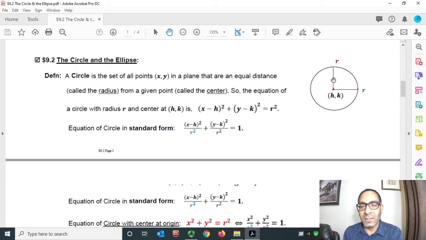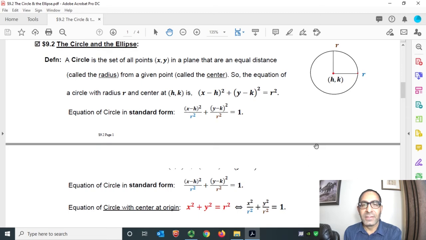If the distance is r, then the equation of the circle centered at (h, k) with radius r is given by the binomial (x minus h) square plus the binomial (y minus k) square equals r square. Since r square is not 0, we can divide both sides by r square in the next line here. Then we have this equation, (x minus h) square over r square plus (y minus k) square over r square equals 1. This is the equation of a circle in standard form.